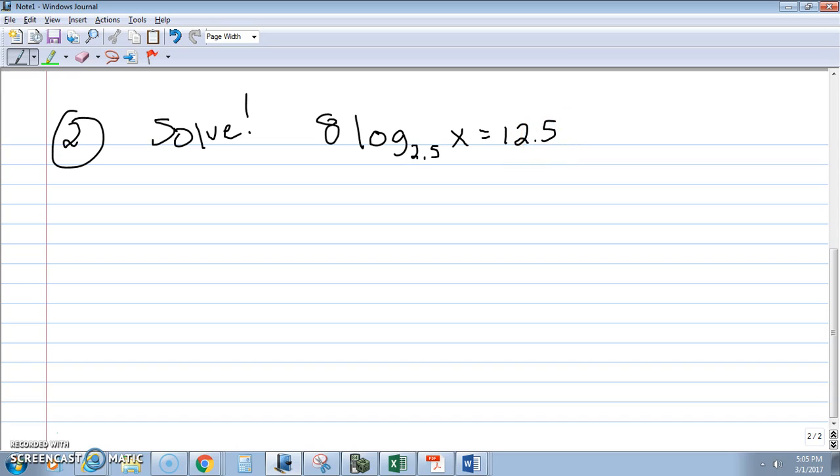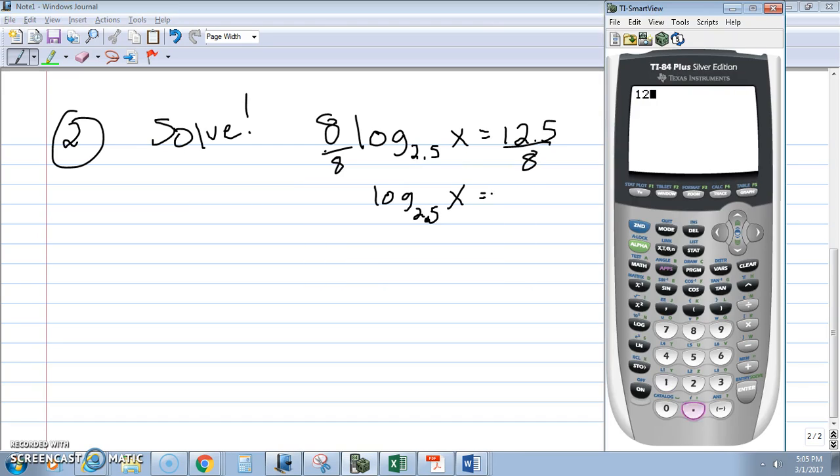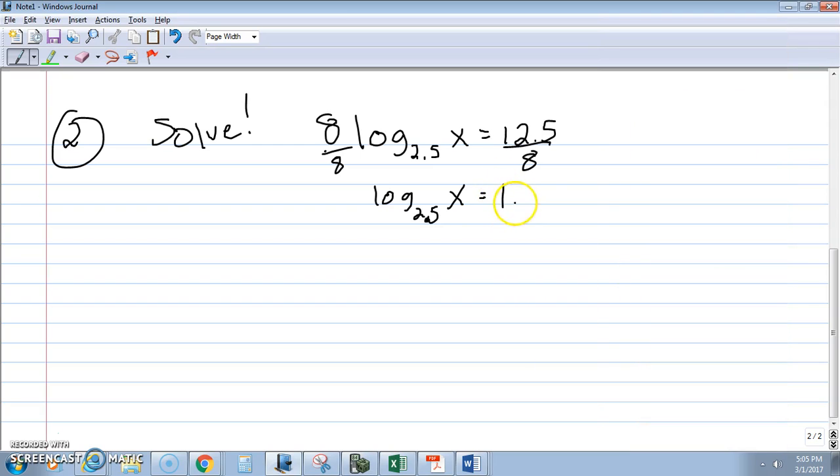Okay. So the first step's easy. This is 8 times this, so let's divide both sides by 8. So we still have log base 2.5 of x equals, what's 12.5 divided by 8? 1.5625. I'm just going to keep all of the digits, 1.5625.